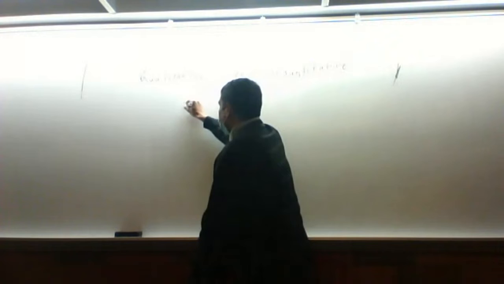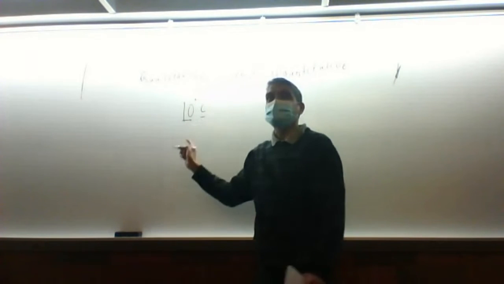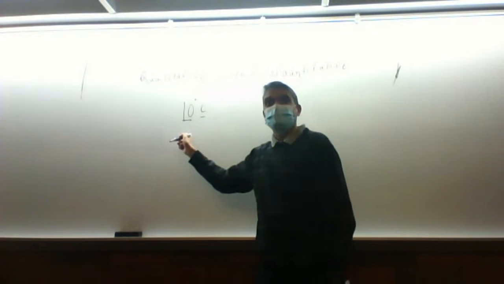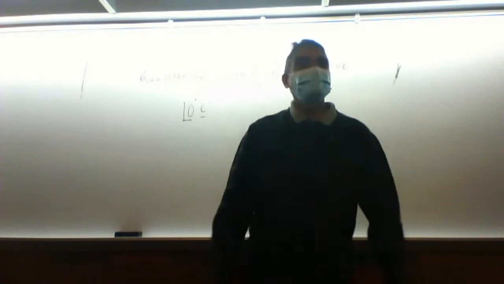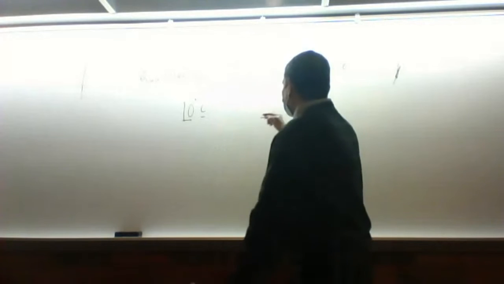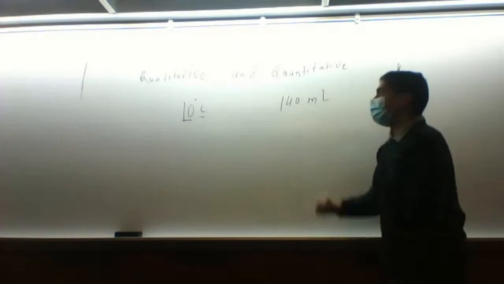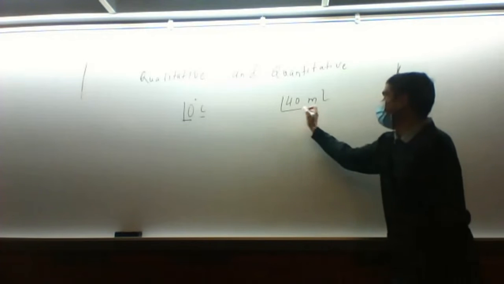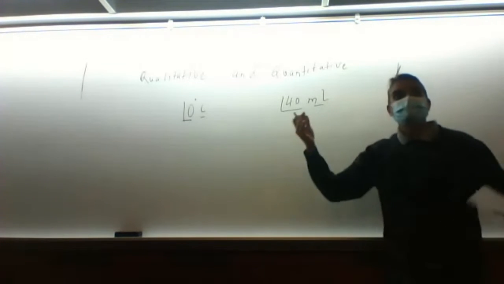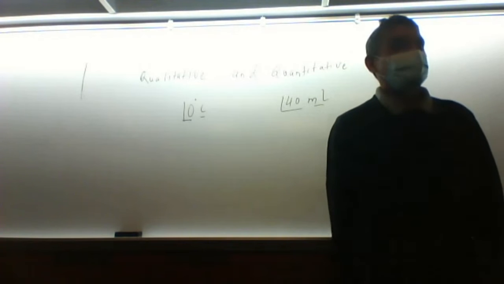If you are looking at 10 degrees centigrade, the temperature of water is 10 degrees centigrade. So you have a number, you have the unit. Degree centigrade is the unit, 10 is the number, right? If you look at something like that, that is a quantitative observation. 140 milliliter of water: 140 is the number, milliliter is the unit. So you are looking at the number and unit, a quantitative observation, right?